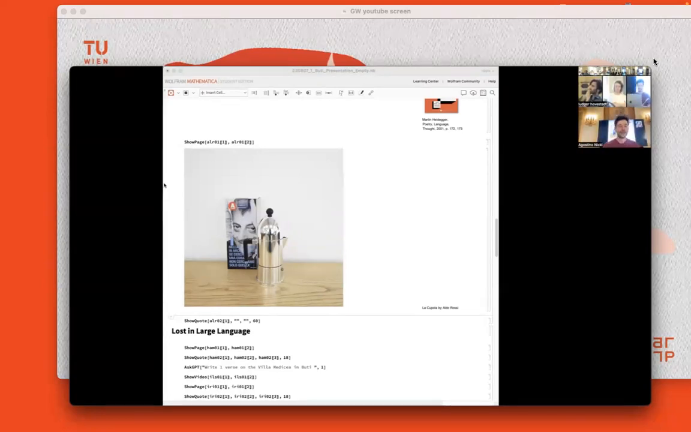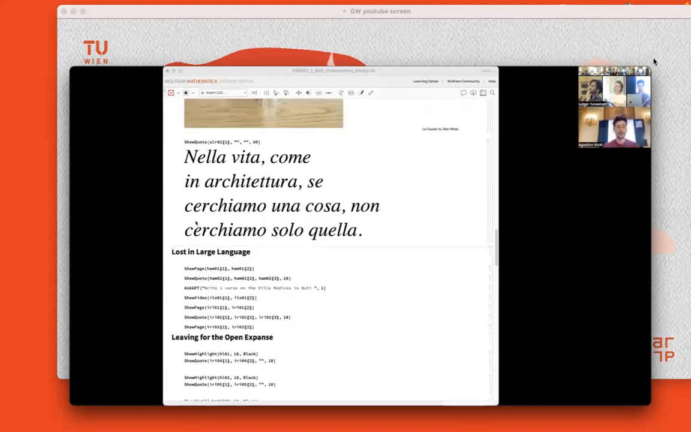But on the packaging, there was a quote by its designer, Aldo Rossi, and it goes, "Nella vita come in architettura, se cerchiamo una cosa, non cerchiamo solo quella." And it translates to something like, in life, as much as in architecture, if we search for a thing, we do not search only for that thing.